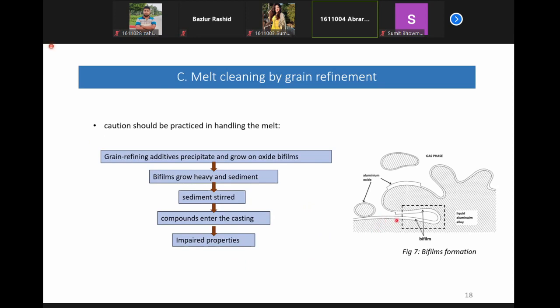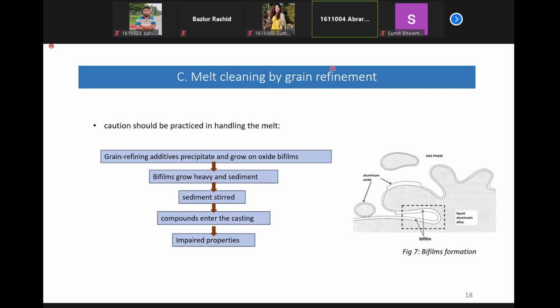Now, one other thing to mention, which is interesting for aluminum: because it's a readily oxidizable metal, it actually forms bifilms, and these bifilms can be very harmful because they can form cracks and nucleate porosities and whatnot. But when we add grain refiners into the solution, these refiners actually grow on top of these bifilms. They make them heavy, and this causes the sedimentation of these bifilms onto the bottom of the casting, thereby removing them from the interior of the casting.